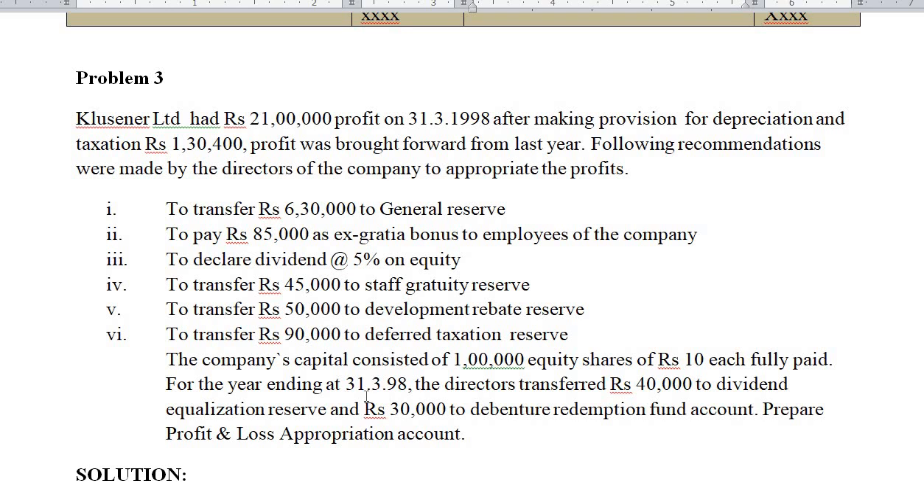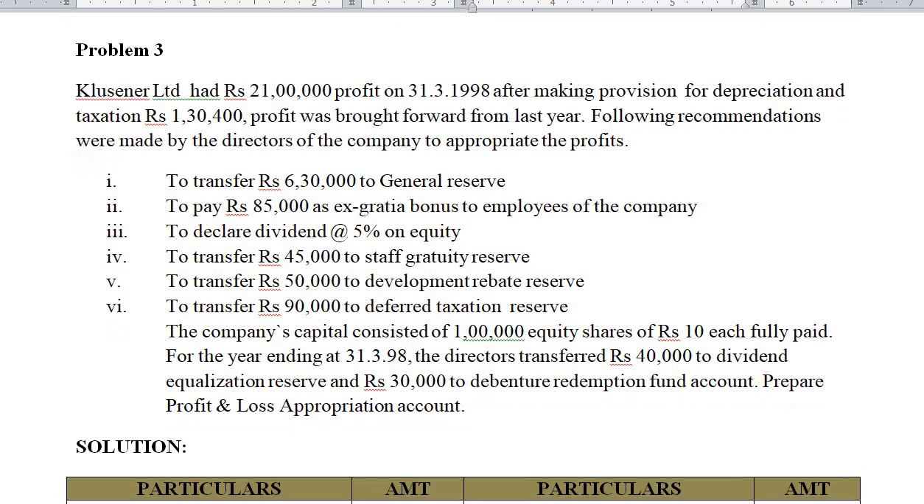Okay, and then for the year ending 31/3/98, the directors transfer rupees 40,000 to dividend equalization reserve. This is also another kind of reserve. So where will you post it? Yes, in the debit side. And rupees 30,000 to debenture redemption fund account. So for the debenture redemption fund account, they're transferring it to the particular fund. So it is not transferred from, you are transferring it to. So it is also an item which is to be posted in the debit side of the profit and loss appropriation account.